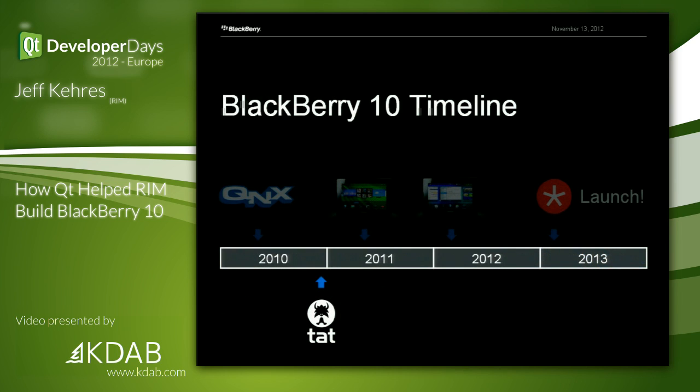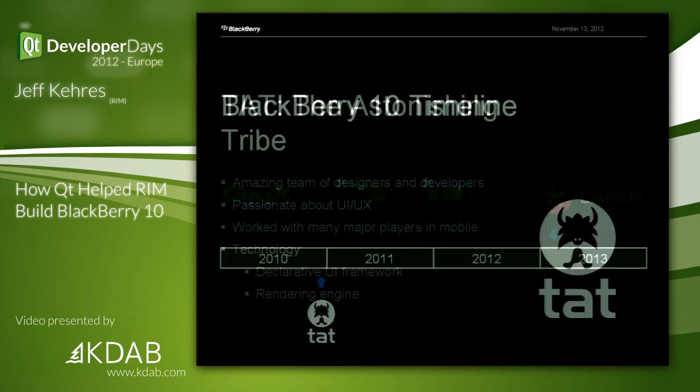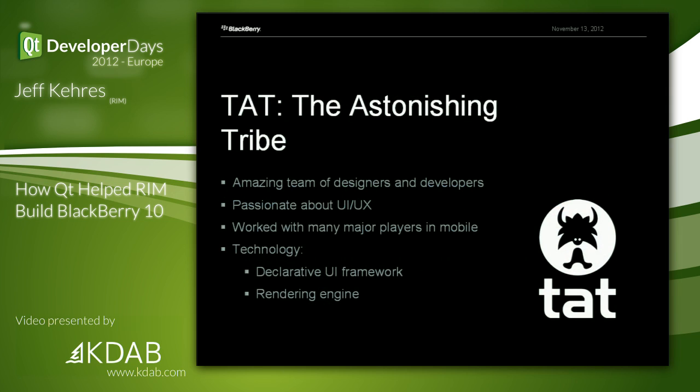So next, in December of 2010, we acquired a company called TAT, based in Sweden, in Malmo. TAT stands for the Astonishing Tribe. This is a team of very talented UI designers and software developers that work very closely together.